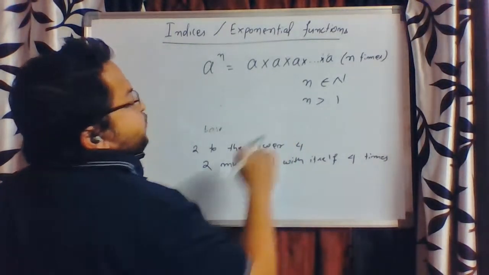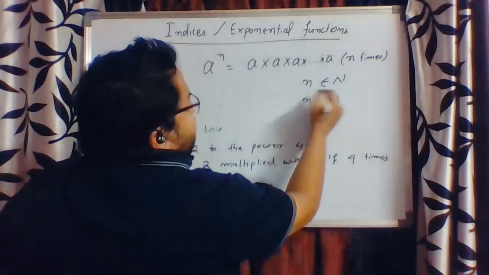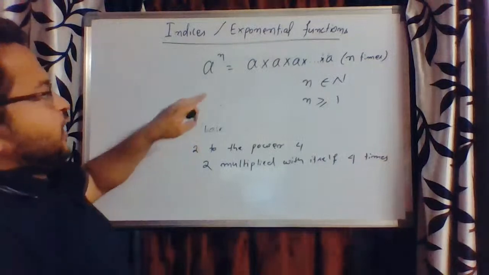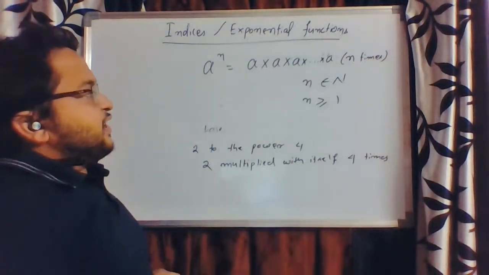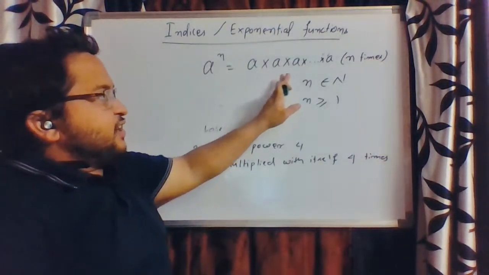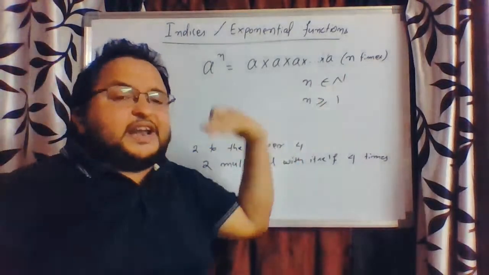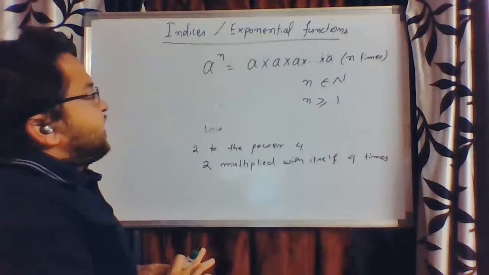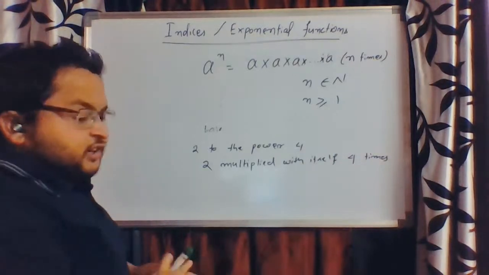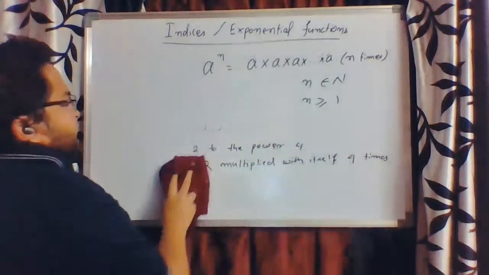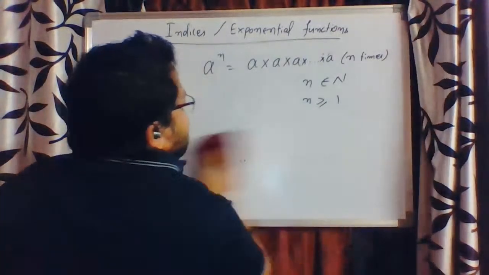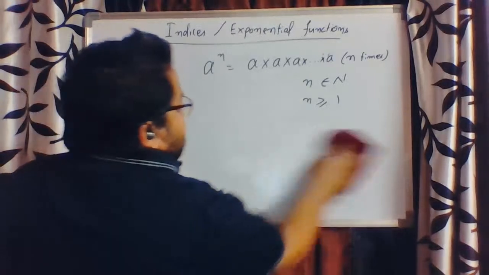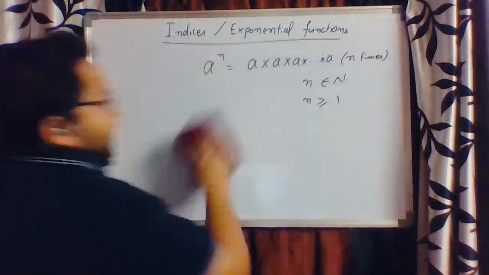Okay, so for all natural numbers, or when n is greater than or equal to 1, a to the power n is defined as a into a into a into a, n number of times. That is nothing but our index or indices, your exponential functions. Now you can write it down as your first rule that a to the power n is nothing but a multiplied with itself n number of times.